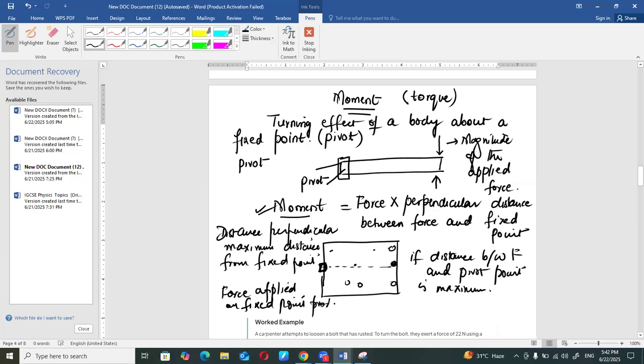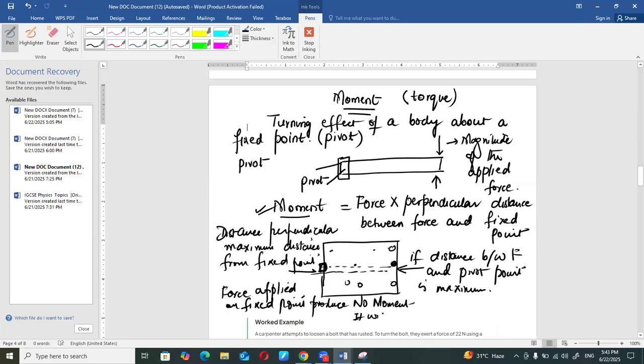produces no moment. So a moment will not be produced if a force is applied on a pivot. Remember that. Second thing, if you apply a force outward or inward, from left to right or from right to left, in that way the line of action is passing through the pivot, it will not contribute.